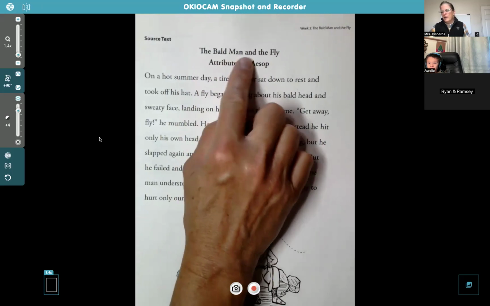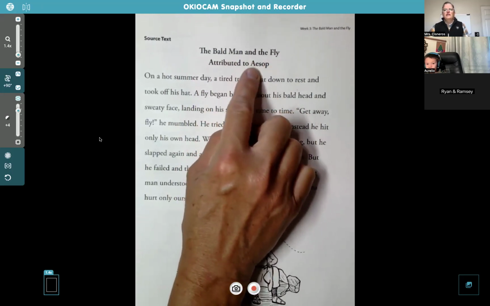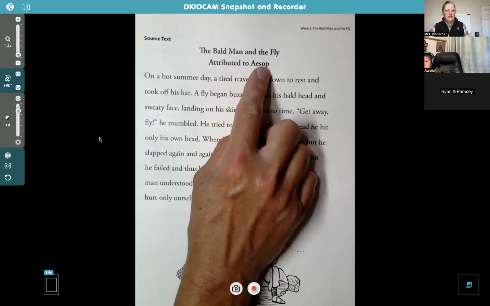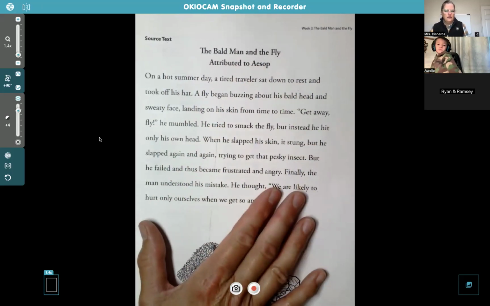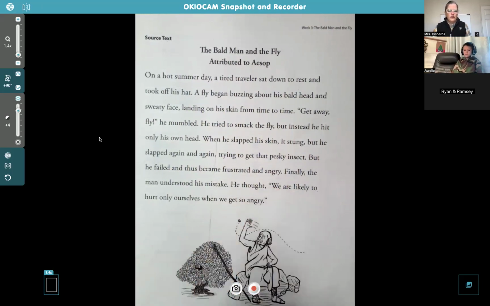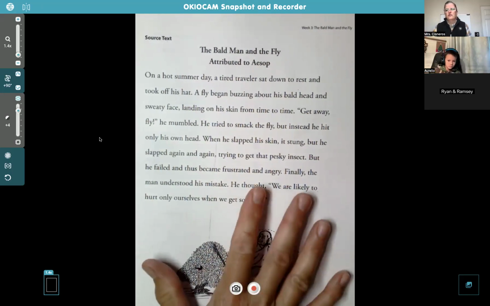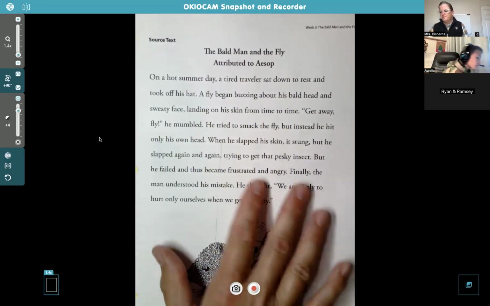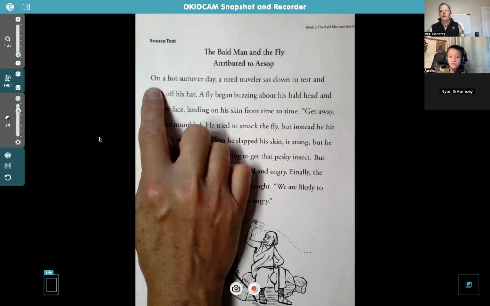It's called The Bald Man and the Fly, attributed to Aesop. That just means it's an Aesop fable, and it means that there's a lesson we can learn from this story. So when I'm reading it, I want you to be thinking about what life lesson you can learn from this story. Okay, so we're going to talk about that. So look at your paper, Oreo, and I'll read it.